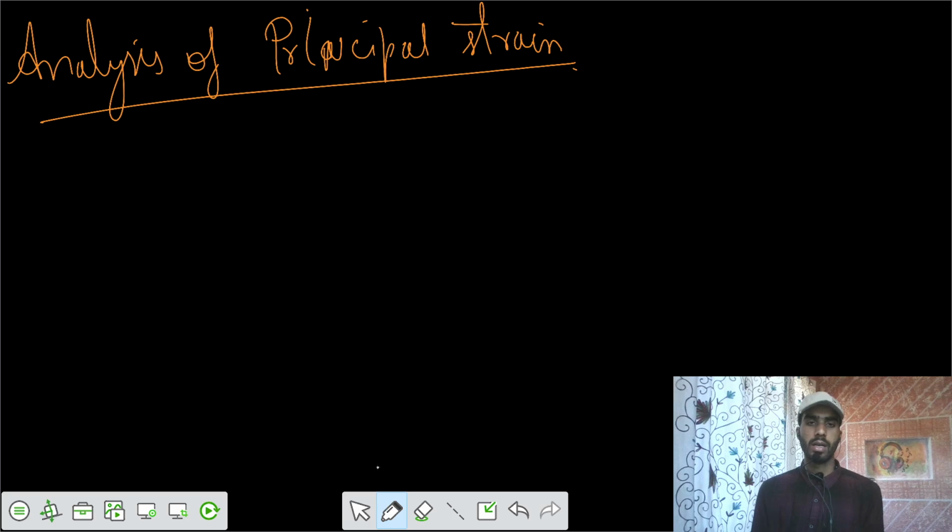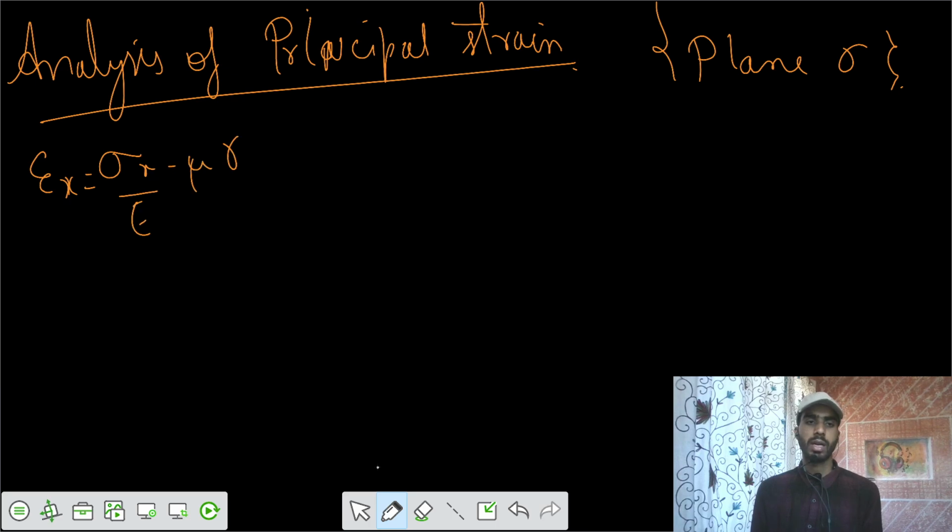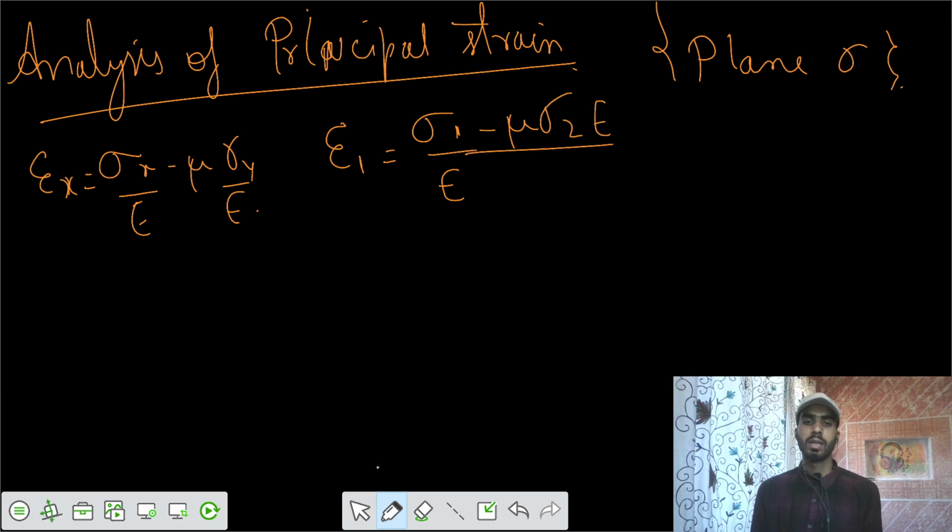We are talking about the plane stress condition. We know that strain in X equals sigma X by E minus mu sigma Y by E. Similarly, I would write strain 1, that means major principal strain, equals major principal stress by E minus mu times minor principal stress by E. So this is strain 1. Similarly, you have strain 2, the minor principal strain, that is sigma 2 by E minus mu sigma 1 by E.